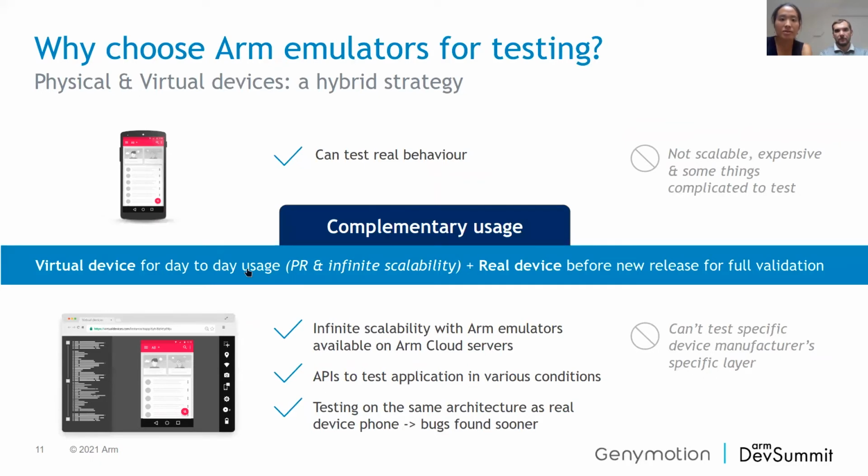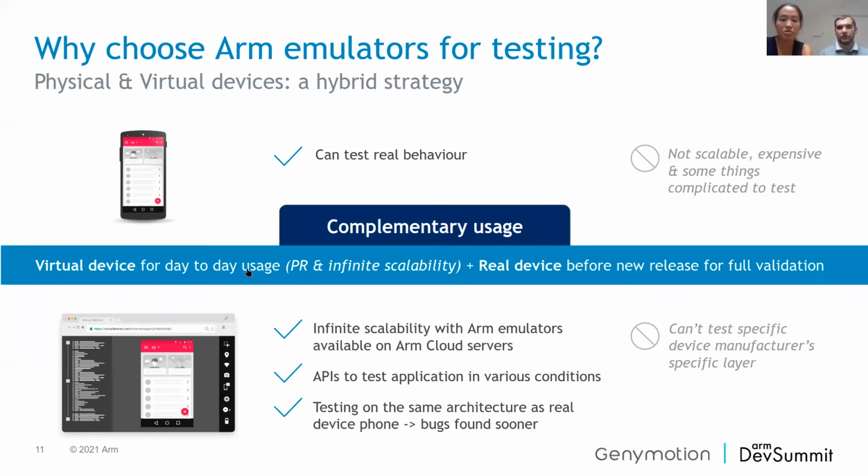And indeed, once you have chosen your testing framework, written your tests, and chosen a CI server to run those tests, you need to choose on which type of devices to run them. And what we often see is that people are using a hybrid approach, physical and virtual. Why? Because they are complementary and have both pros and cons. And what we see is that for daily tests, people tend to use virtual devices.